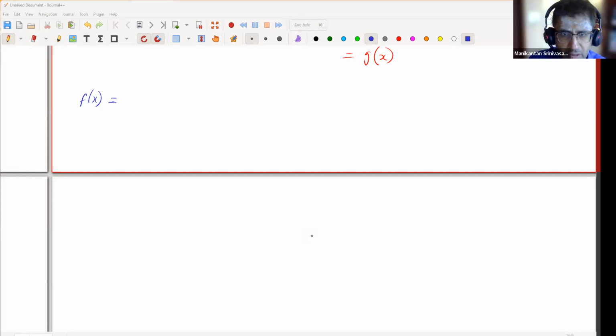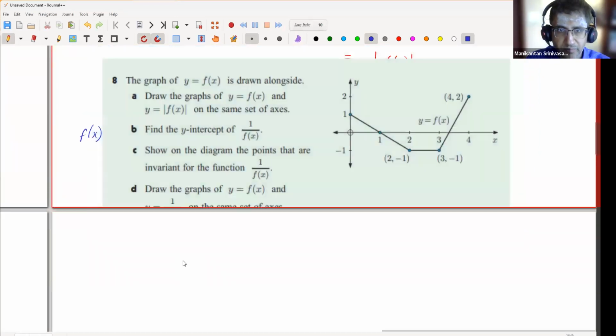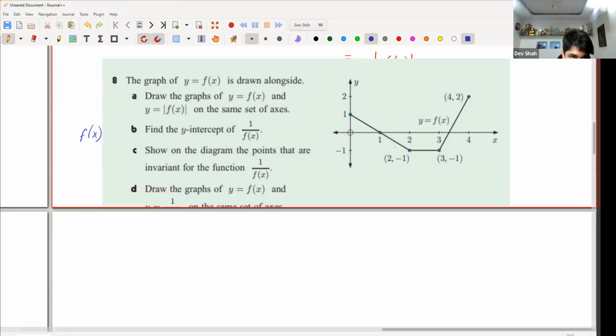Correct. So this is perfect. Let's discuss this. Okay, we'll use this. The graph of f of x is drawn alongside. Draw the graph of f of x and mod of f of x. So that part is easy, right? So mod of f of x, whatever is down will come up. That part is easy, right?